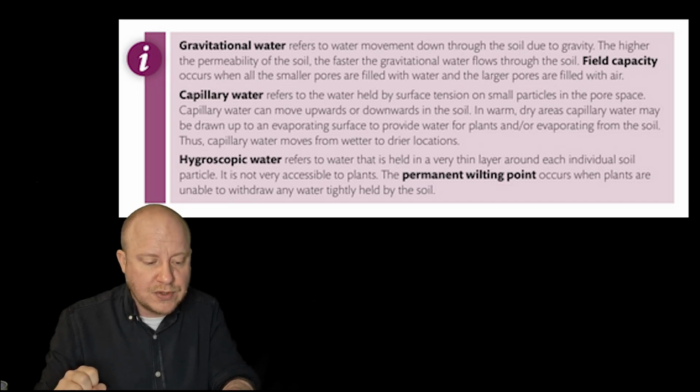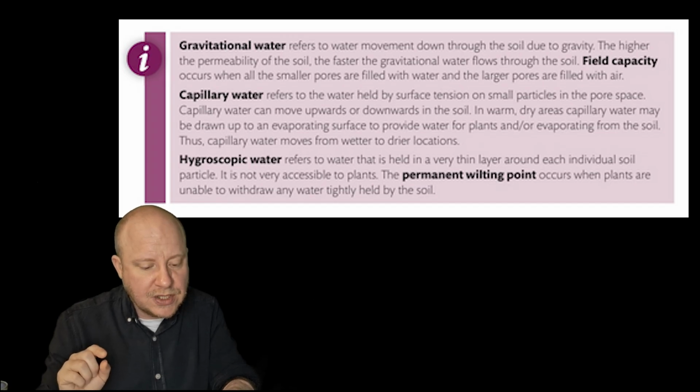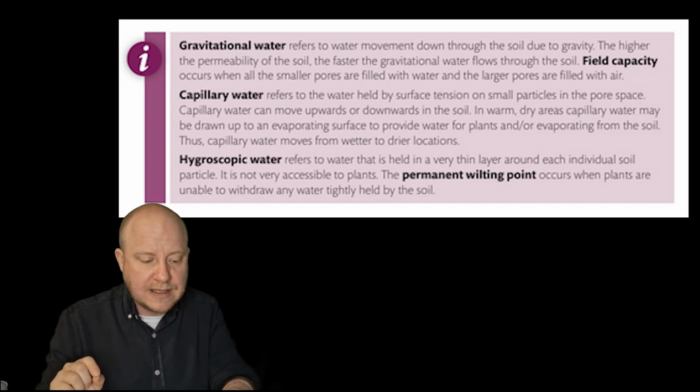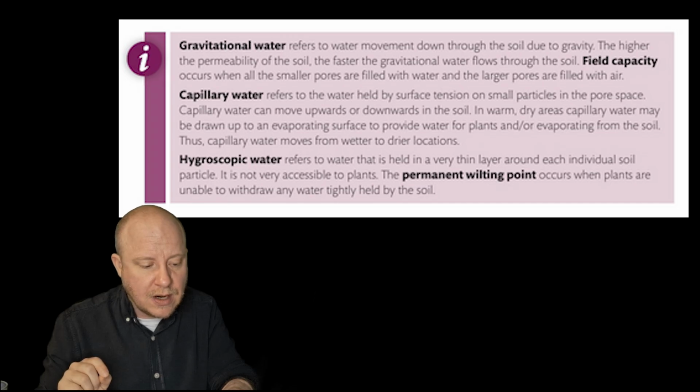Hygroscopic water refers to water that is held in a very thin layer around each individual soil particle. It is not very accessible to plants. The permanent wilting point, bolded term, occurs when plants are unable to withdraw any water tightly held by the soil.